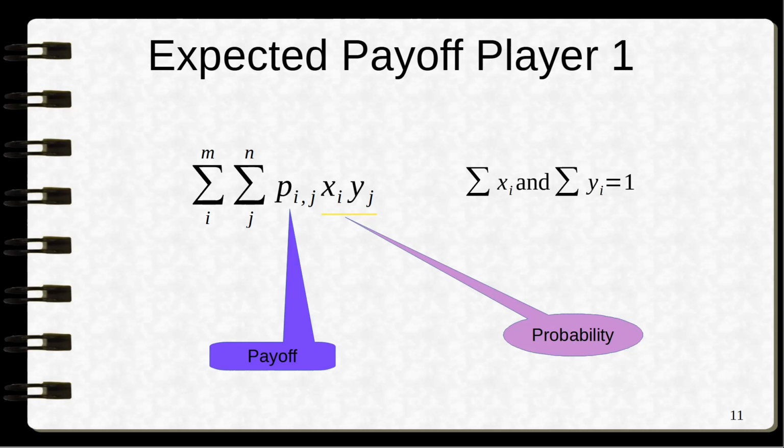So, what is the expected payoff for player number 1? The expected payoff is the summation over i from 1 to m and j from 1 to n of pij, which is the payoff to politician 1, times xi yj, where xi is the probability of the strategies of politician number 1 and yj is the probability of the strategies of politician number 2. When both politicians finally arrive at some probabilities, you then get an expected payoff of player number 1. So based on the probabilities, you have a payoff.